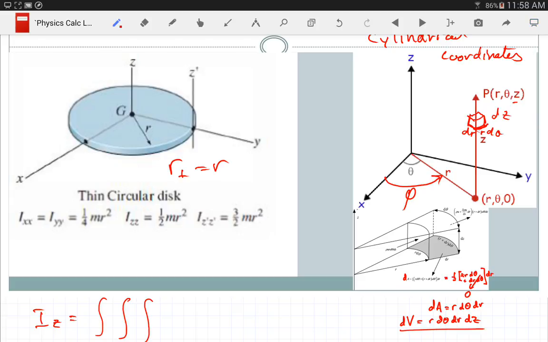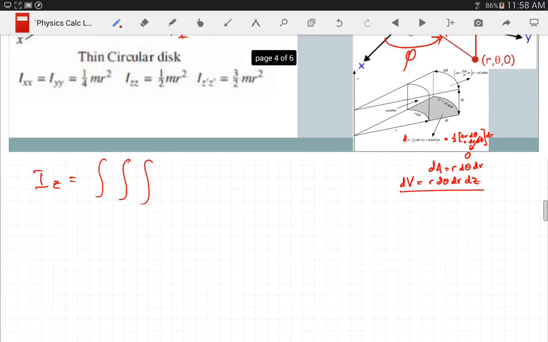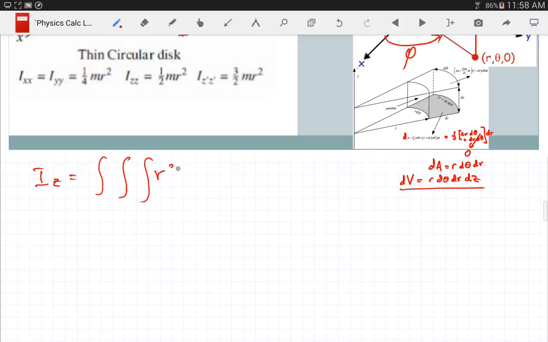So that's reason number one why cylindrical coordinates is easy for something that has cylindrical symmetry. Because the r perpendicular is just r if you're going about the symmetry axis. So I'm going to have just r squared for my r perpendicular squared. And then for my dm, I will have my density. Let's assume uniform density. Is that fine? Okay. So I'll just have my density times dV. And the dV is this thing here, r d theta dr dz. So now I break this up.